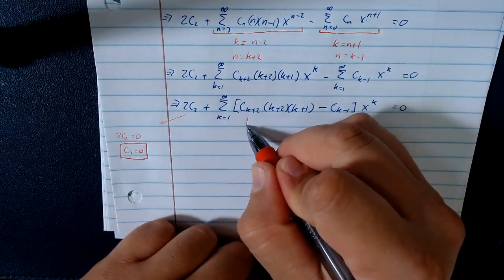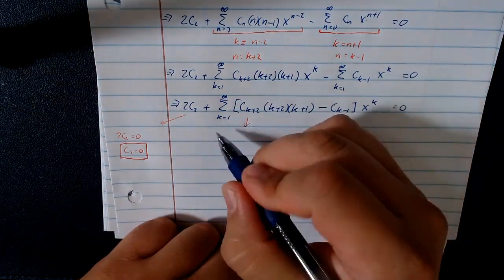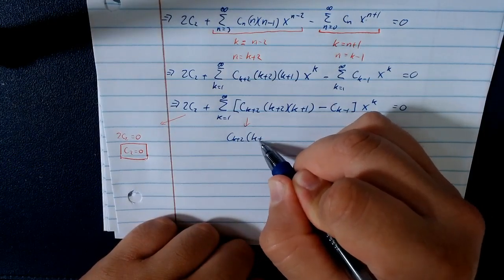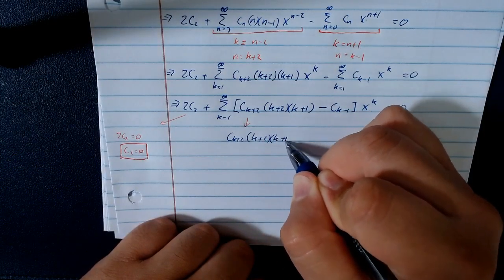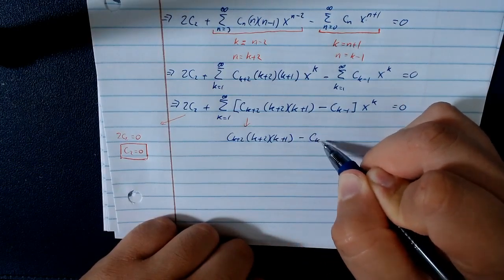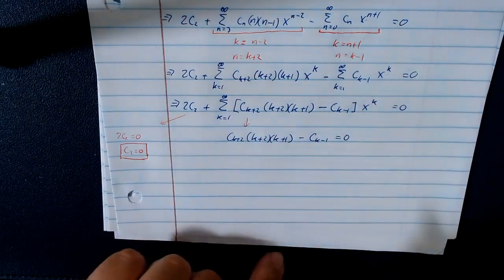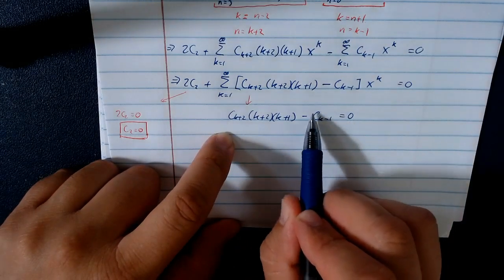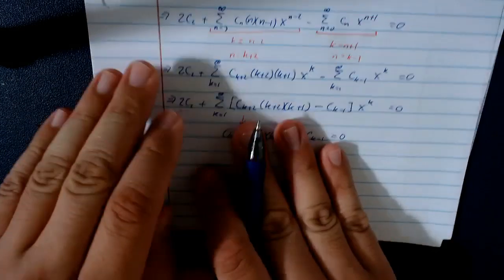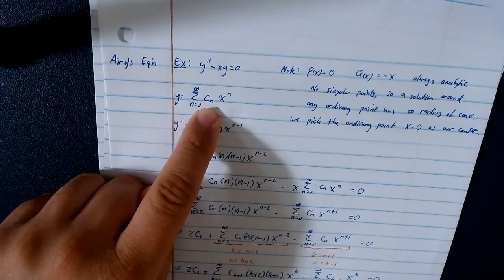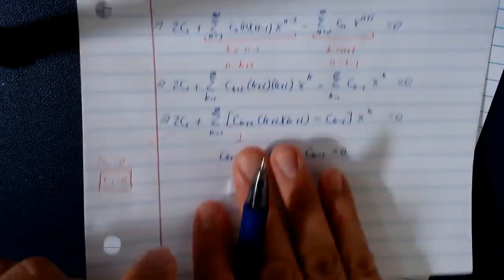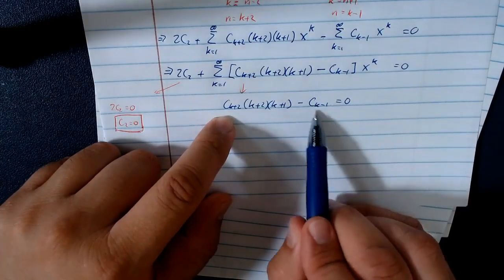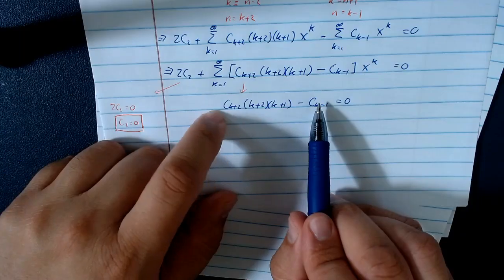So then this gives me that c sub k plus 2 times k plus 2 times k plus 1 minus c sub k minus 1 is equal to 0. But notice this is a relationship between an earlier coefficient. Remember, that's what these c's are. They're the coefficients of your solution. This is a relationship between the earlier coefficients and the later coefficients.